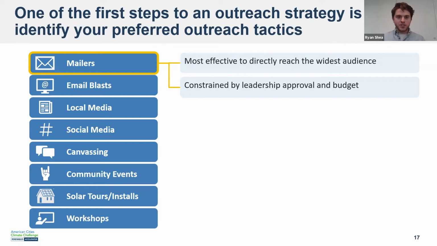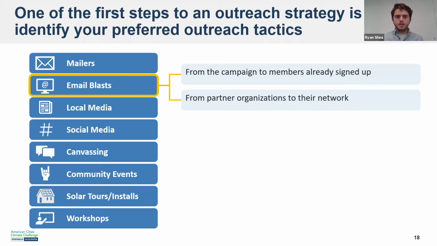So first on mailers, in a couple campaigns, these have really been shown to be the most effective to directly reach the widest audience. But of course, this is constrained by leadership approval and if there's the actual budget to send a mailer to all residents in the community. As far as email blasts go, these can be emails from the campaign itself to members that have already signed up to make sure that they're continuing to be engaged in the process, but potentially more importantly from partner organizations to email their own network about the opportunity.